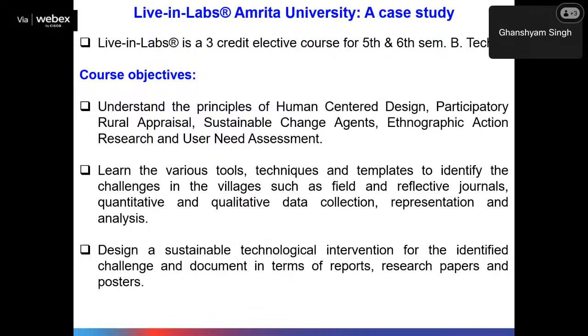Now, as part of the case study, I would like to enlighten you with a particular practice which is being done by Amrita University. It's somewhere in the south. It's a part of a case study: live-in labs. So they have created a kind of course structure which they have given the name live-in labs, which is a 3 credit elective course, not compulsory, for the 5th sem and 6th sem from the BTech stream.